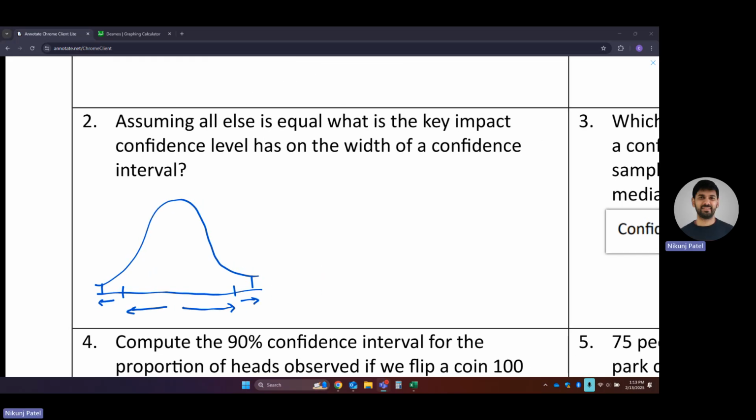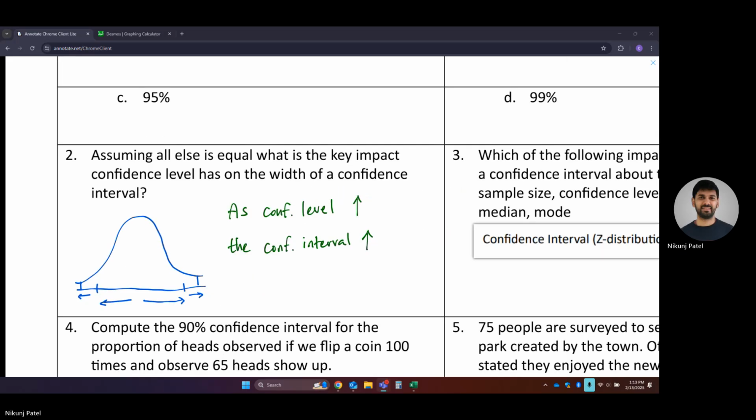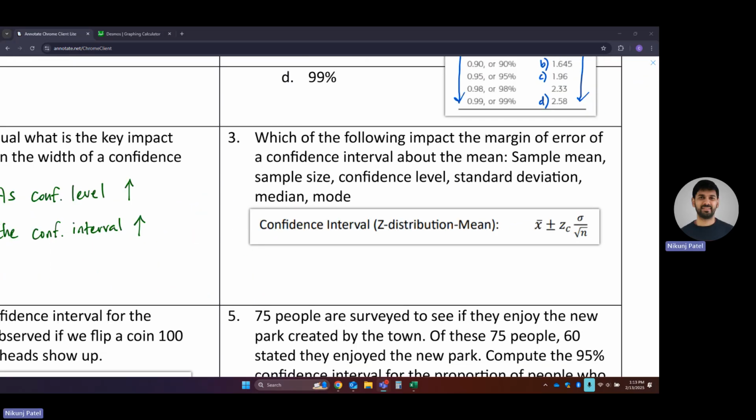So for this one, we can say something like, as the confidence level increases, I'll just use an arrow to keep it simple. As the confidence level increases, the confidence interval also increases. So both of them increase. Let's move on to number 3.